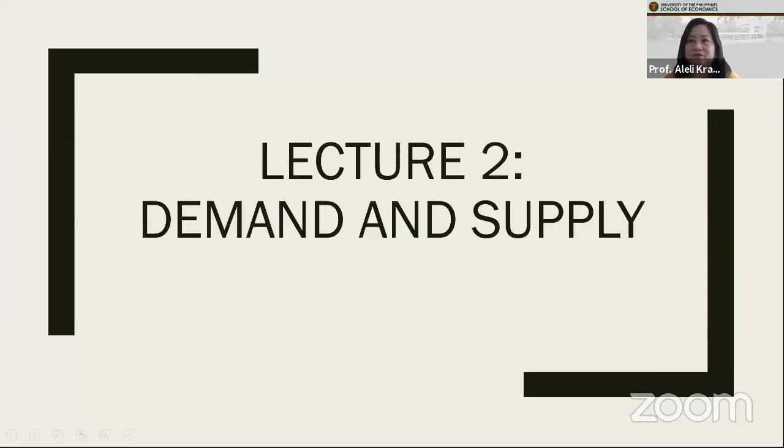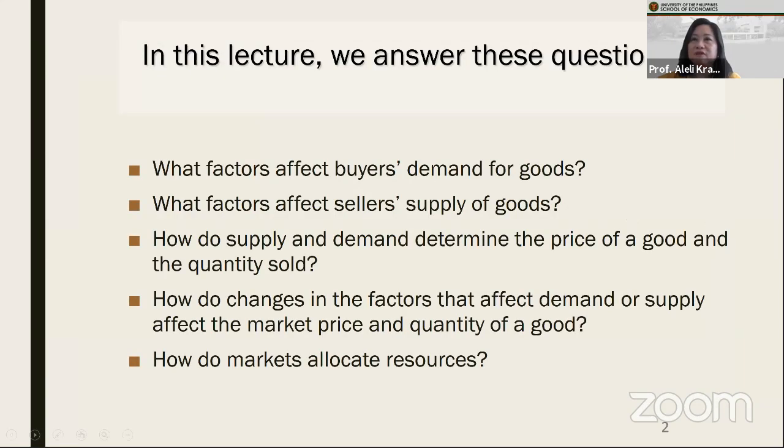Okay, so we'll proceed with the lecture today. Our lecture is about demand and supply. This is really our market basics. In this lecture, we will answer the following questions. One, what are the factors that affect the buyer's demand for goods? And analogously, what are the factors that affect the seller's supply of goods? So we look at the different factors or influences that affect the quantity demanded and the quantity supplied of goods.